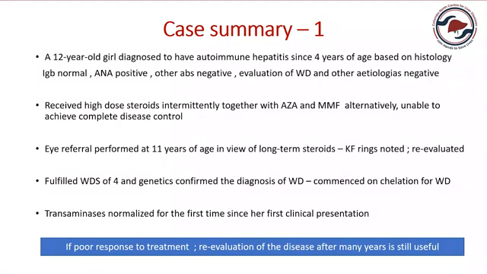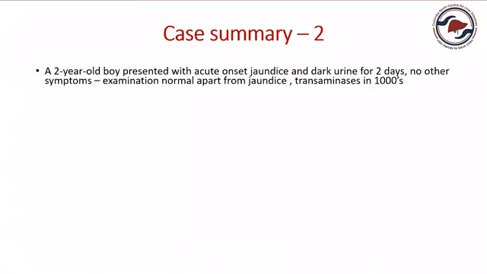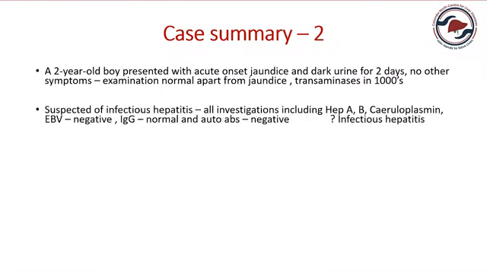Case summary 2. A 2-year-old boy presented with acute onset jaundice and dark urine for 2 days. No other symptoms. Examination normal apart from jaundice. The transaminases were hovering around thousands. The commonest differential diagnosis suspected was infectious hepatitis because of the acute presentation in an otherwise well child. All investigations were normal. Is this a self-limiting infectious hepatitis where we do not really see the virus?